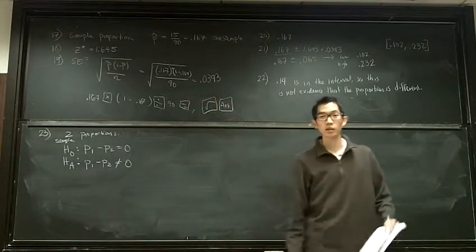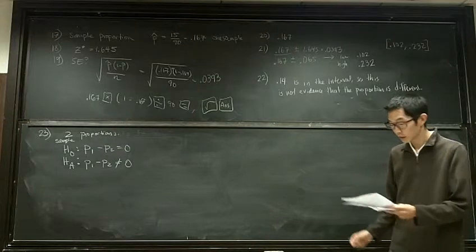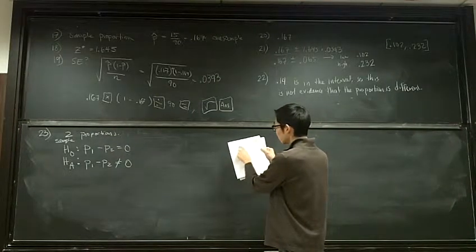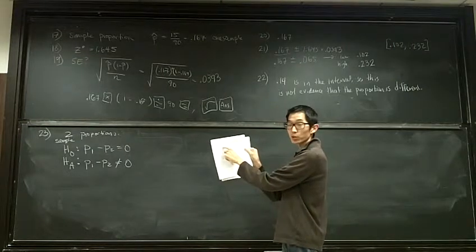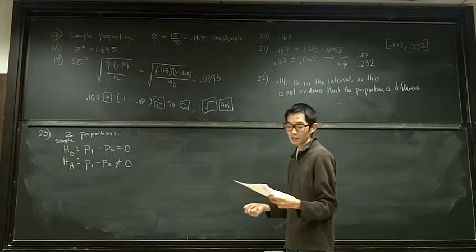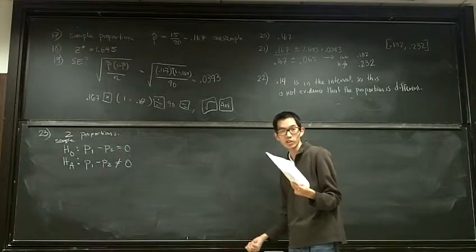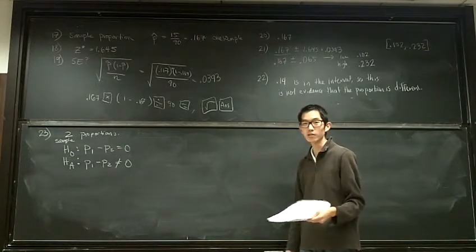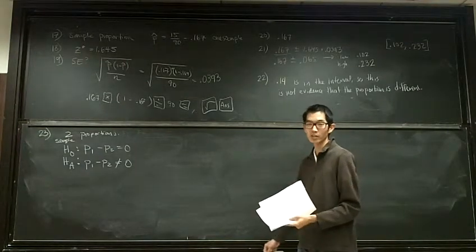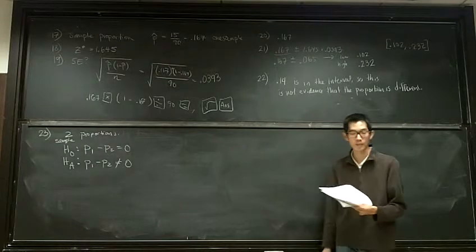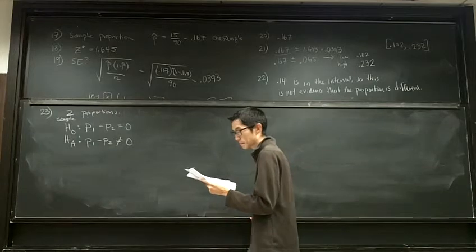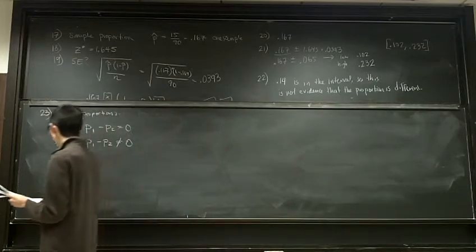Why not equal to? Because it says, does this provide evidence that Starburst and Jolly Ranchers have a different proportion? And the problem says different. It's not asking, is this evidence that Starburst has more cherries, or Jolly Ranchers have more cherries, or Starburst has less, or Jolly Ranchers have less. Okay. 24. What is P hat?